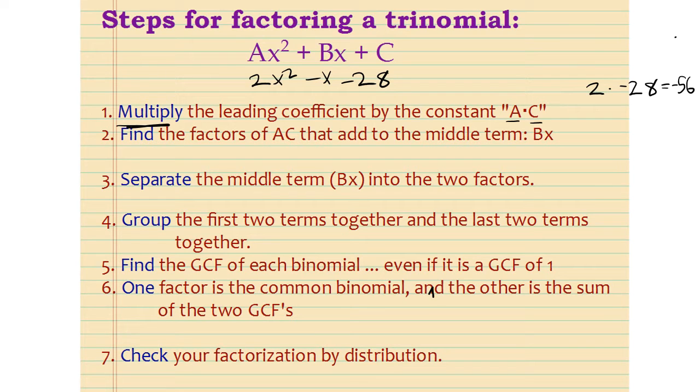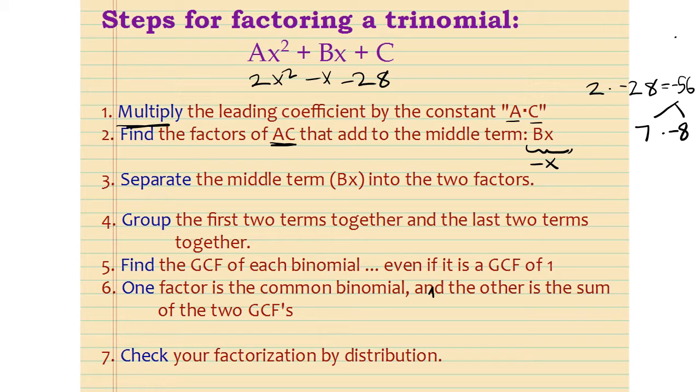Next, find the factors of the multiplication of ac that add to the middle term, bx. Our middle term happens to be negative x, and we are going to factor negative 56 into two terms where I could do a positive 7 and negative 8. Positive 7 times negative 8 will give us negative 56. Positive 7 plus negative 8 will give us the bx, the negative 1.